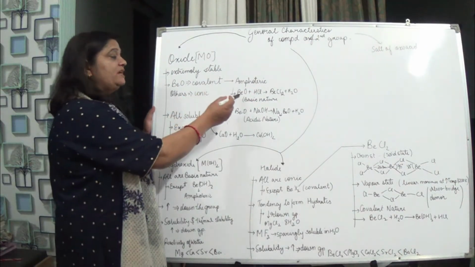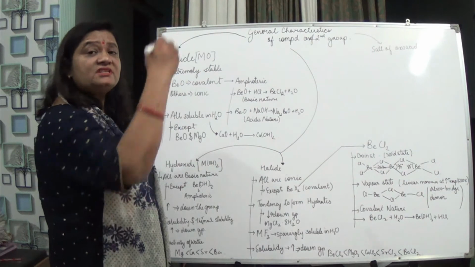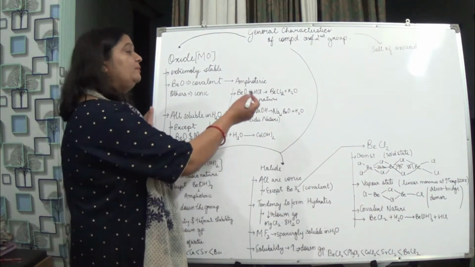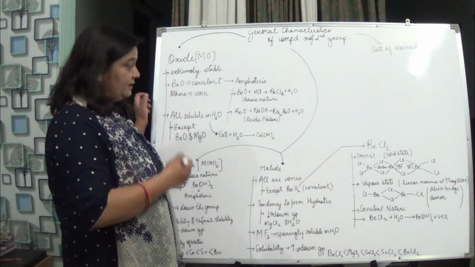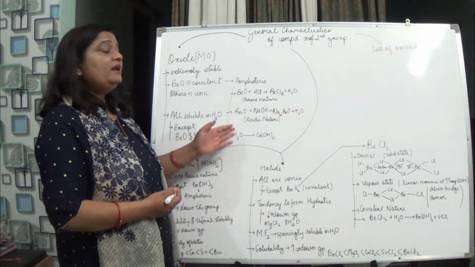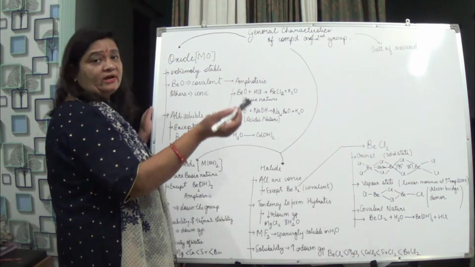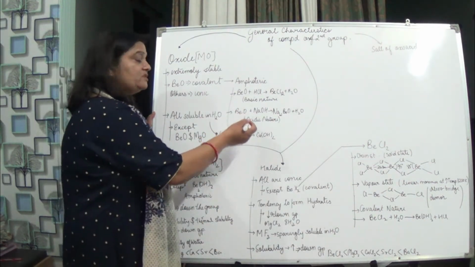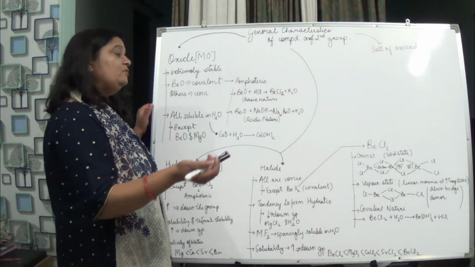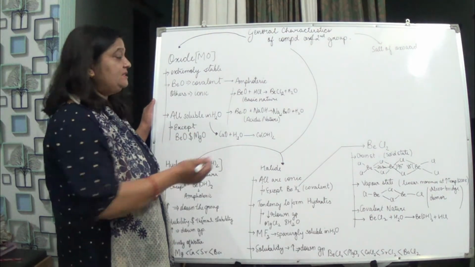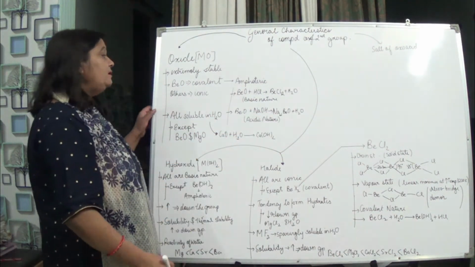Here beryllium oxide is acting as a base because it is reacting with acid, forming beryllium chloride plus water. Next reaction we are seeing is beryllium oxide plus sodium hydroxide. As sodium hydroxide is a base, this beryllium oxide is acting as an acid, forming sodium berylate and water.